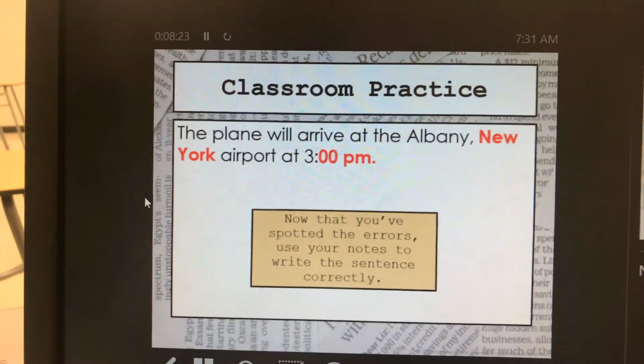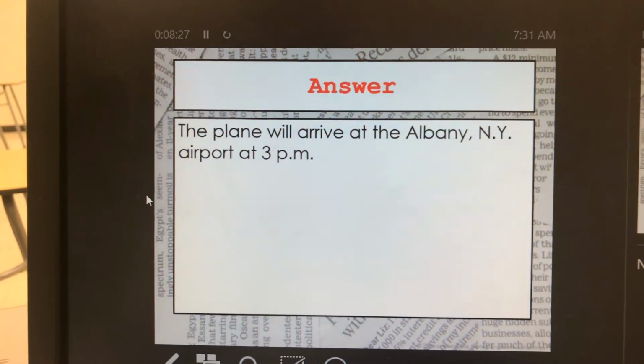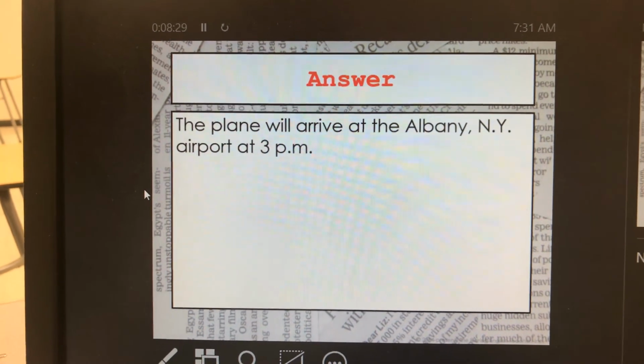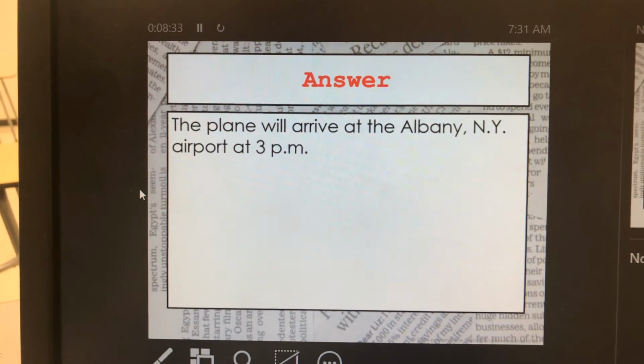So how is the sentence supposed to look? The plane will arrive at Albany, N.Y. Airport at just the number 3, P.M.